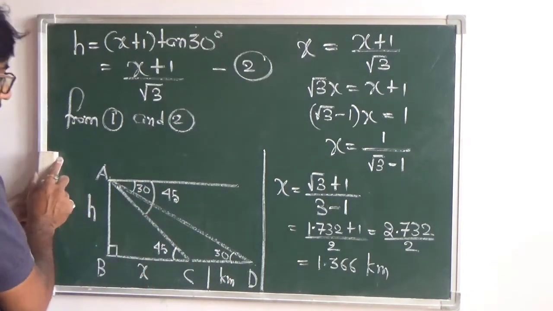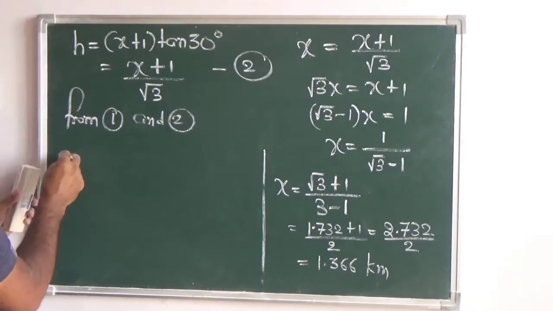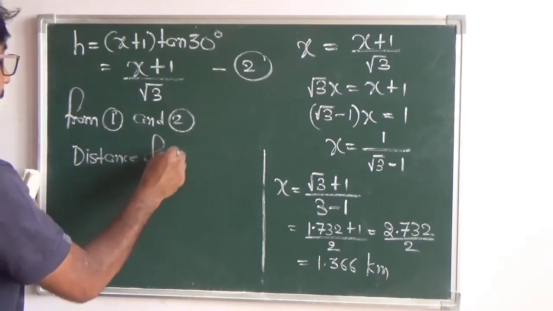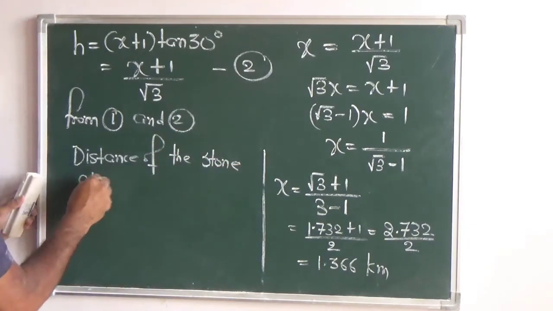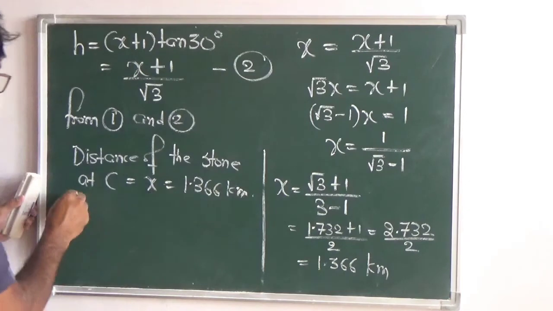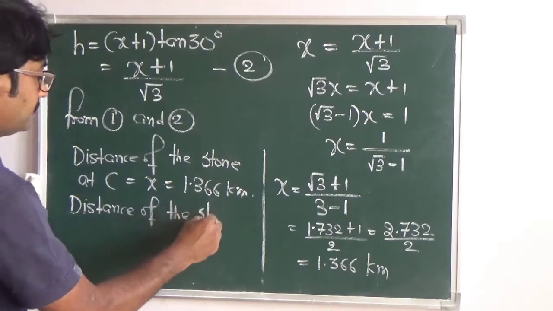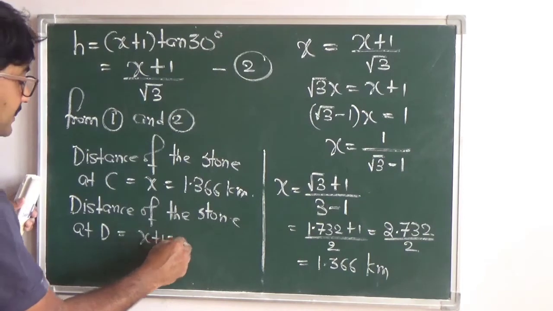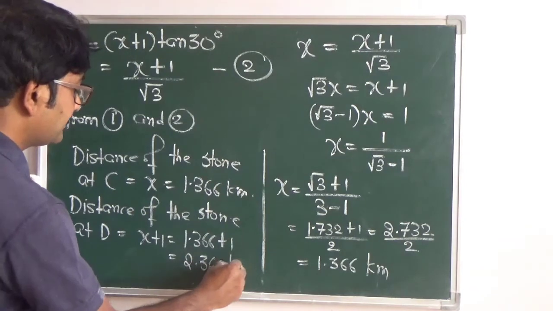So we have distance of the stone at C is equals to X, and that is equals to 1.366 kilometer, and distance of the stone at D is equals to X plus 1, that is 1.366 plus 1 equals to 2.366 kilometers.